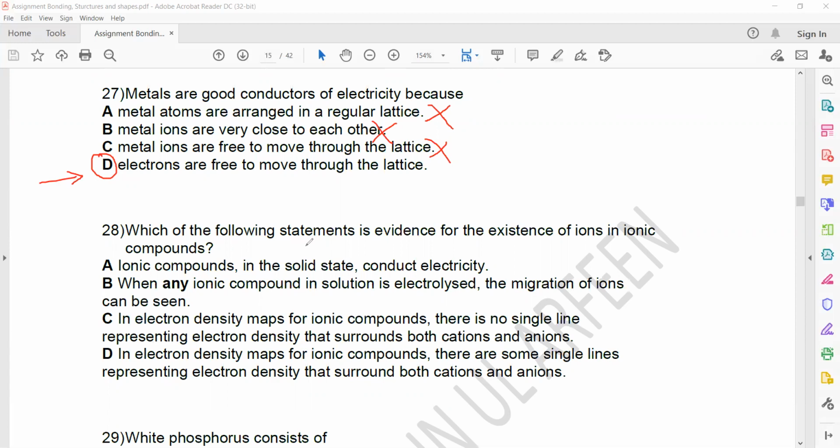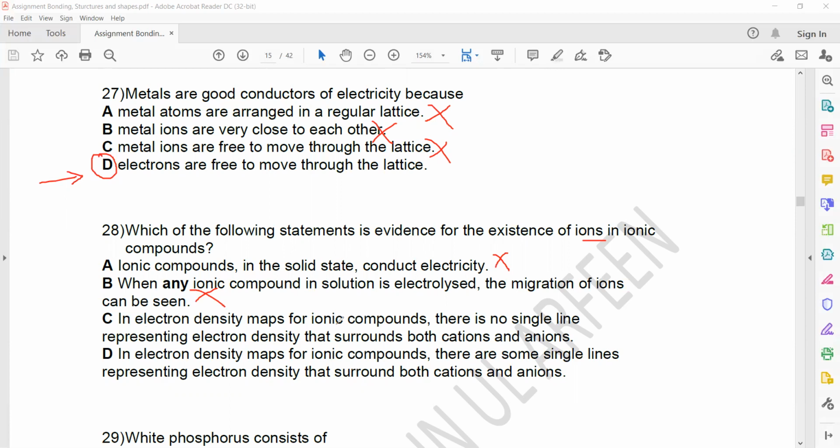In question 28, which of the following statements is evidence for the existence of ions in an ionic compound? Ionic compounds in the solid state conduct electricity. That's wrong. When an ionic compound in solution is electrolyzed, migration of ions can be seen. We cannot see all of them, because not all of the ions are colored. Some ions, yes, we can see, but not all the ions.